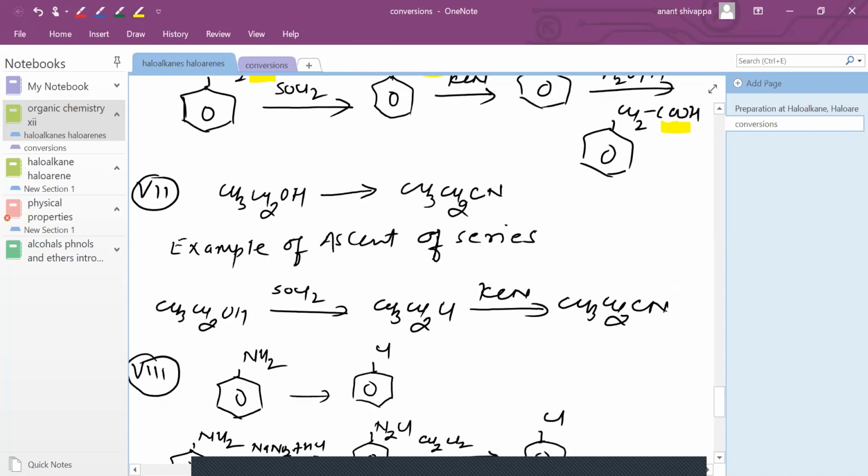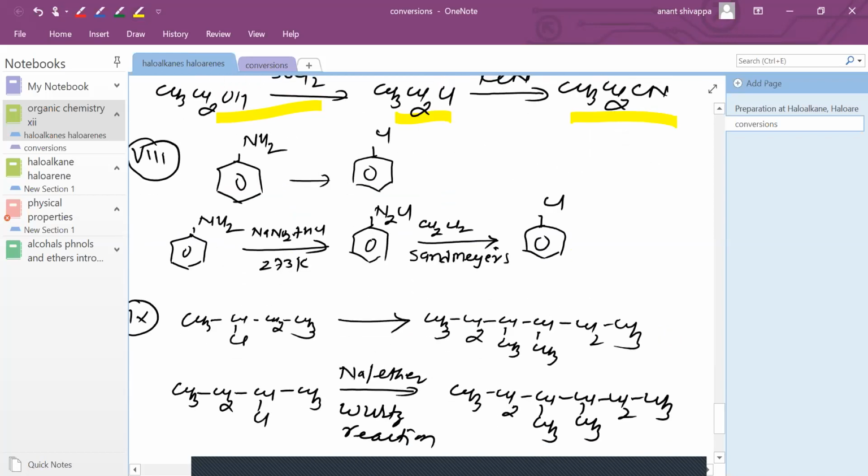The next one is ethyl alcohol to propane nitrile. Once again, this is an example of ascent of series. So I hope you can understand it easily. Alcohol is converted into halide, and halide is converted into cyanide. So these two examples are the same. Next one is aniline to chlorobenzene through Sandmeyer's reaction. This is a very easy conversion. So first aniline is converted into benzene diazonium chloride, which undergoes Sandmeyer's reaction to give chlorobenzene.